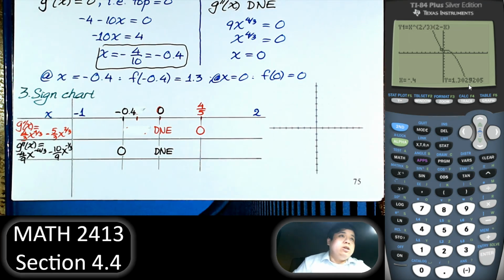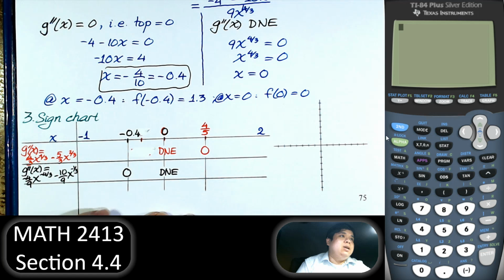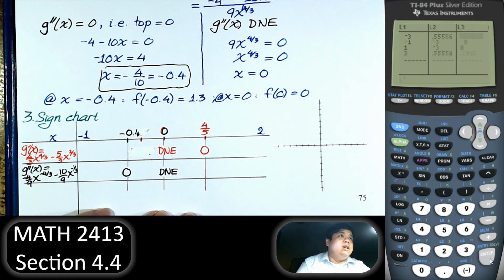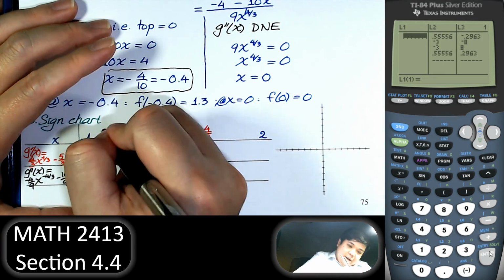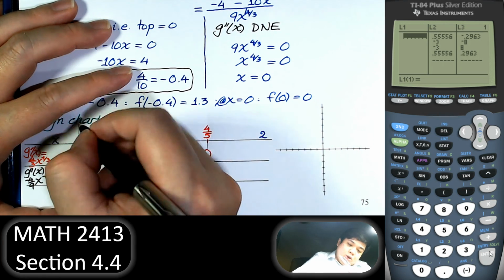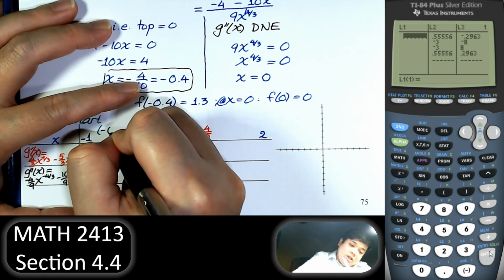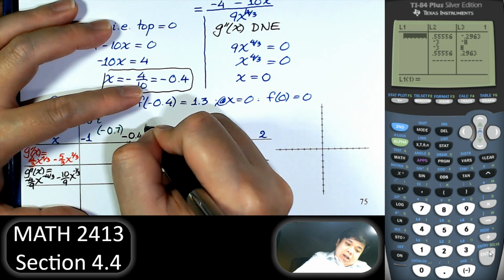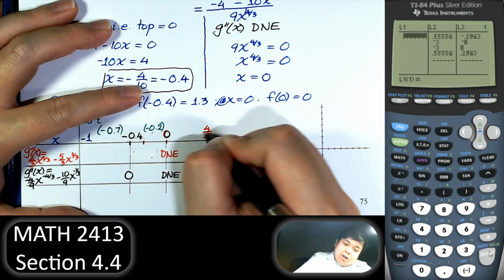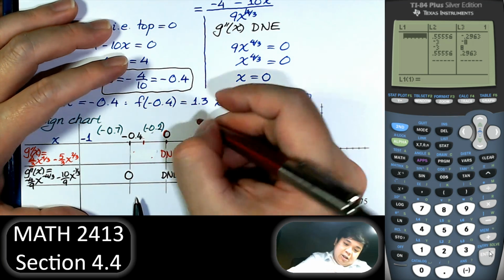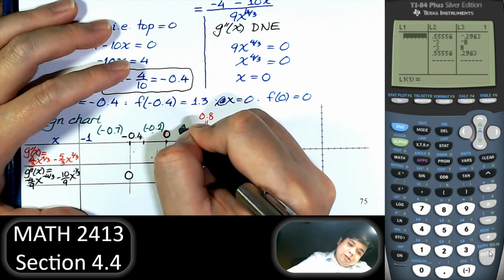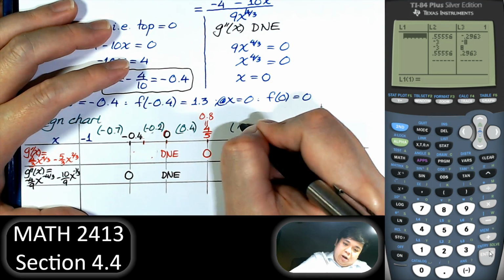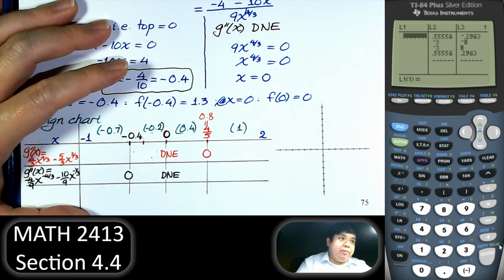Right, now test point. Start, and I'll go to the list. Let's clear this list. Now pick the numbers. I can choose a number between here, so that's like negative 0.7. Between here, 0.2. Between here, so that is 0.8. Let's choose 0.4. And then let's choose 1. So those are the numbers.